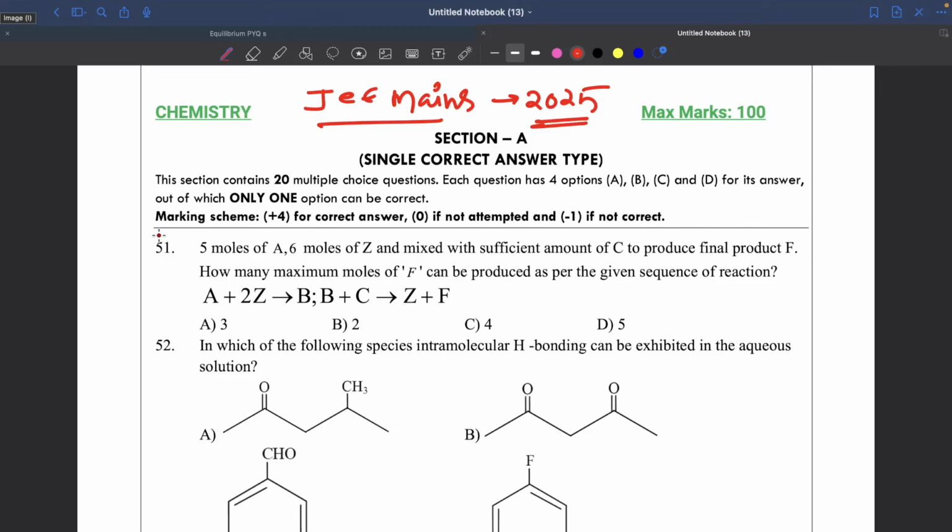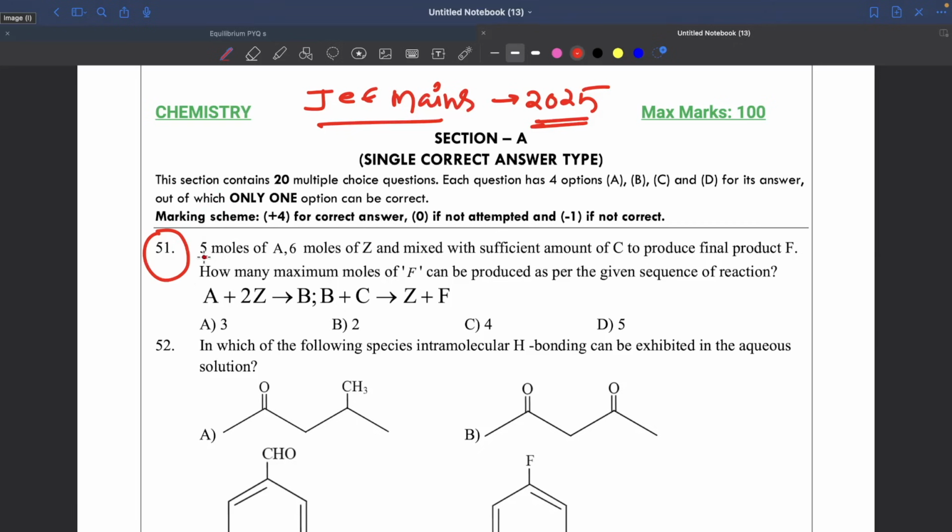Here we have the 51st question. We have two sections. Section A has 20 questions, single correct answer. Section B has 5 questions. You have to give the answer in numerical values. Okay, we start with the first question.